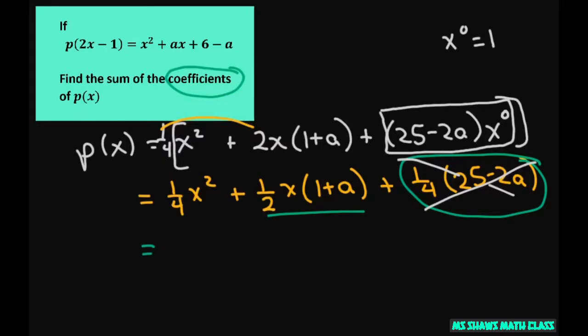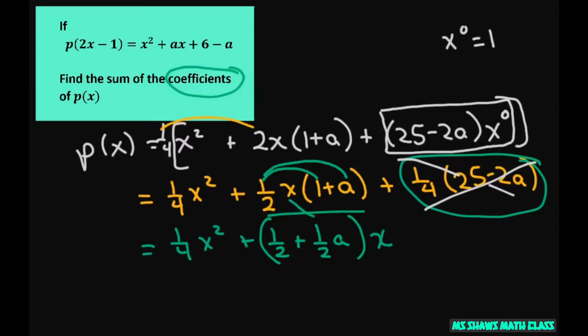So we're going to get 1/4 x squared. And I'm going to go ahead and multiply these two. So you get plus, and I'm going to put the x in the back. So that's going to be 1/2 plus 1/2 a times x. So I just moved this x back here and distributed the 1/2. All right. Now, the coefficients are these numbers. This is the coefficient of x squared. This is the coefficient of x.